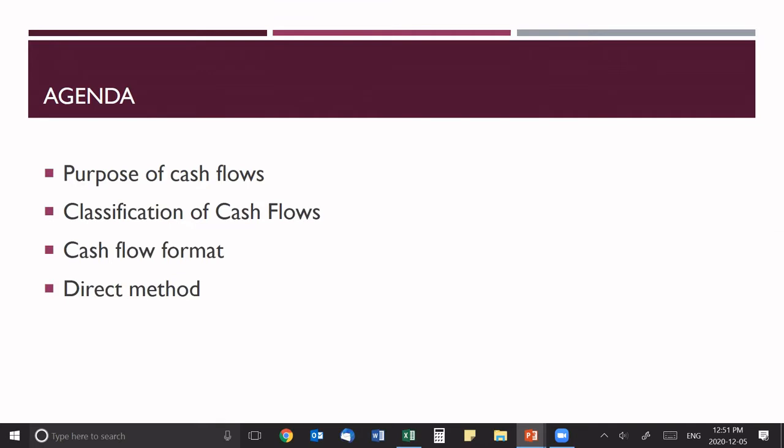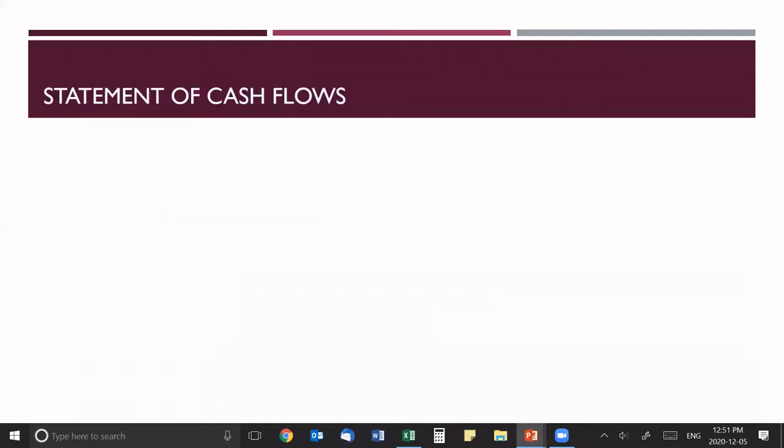The cash flow format. There are two different types of formats: the direct method and the indirect method. We're going to go through both of them, and you want to make sure that you know how to go through both methods because both can appear on an examination.